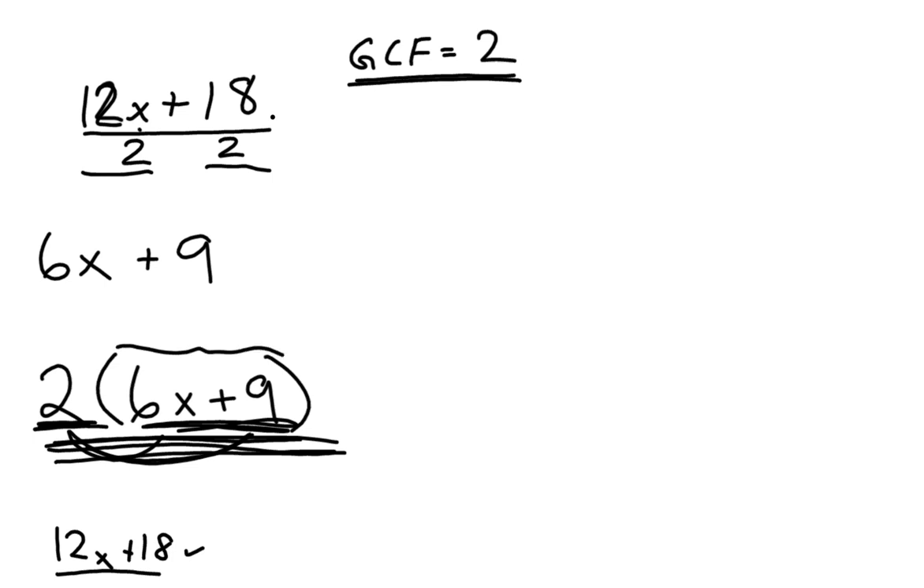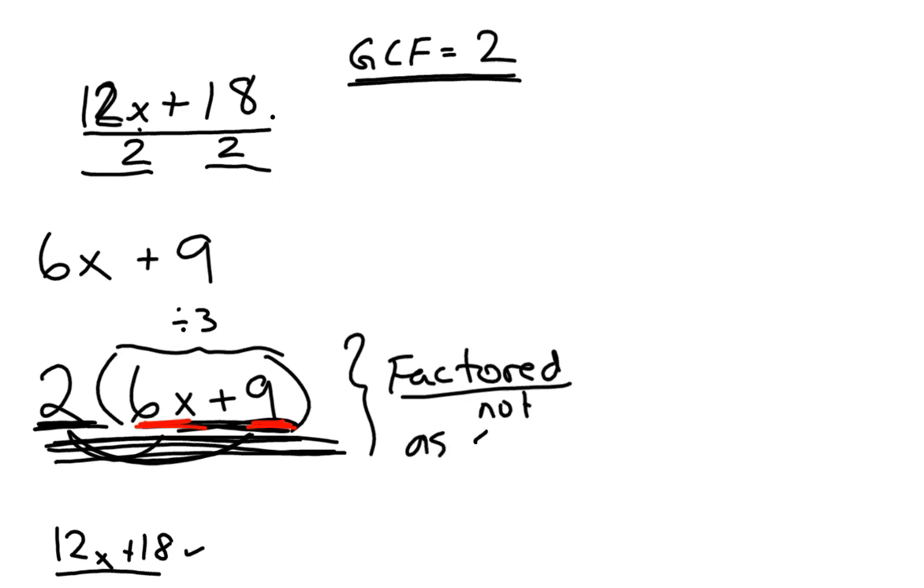Is there anything common still to 6x and 9? Well, there is. I could still divide a factor of 3 from each of those terms. So because there's still something common there, yes, I have factored it, but not completely. So it's factored, but not to the extent it should be. But not as, I call it, as small as possible.